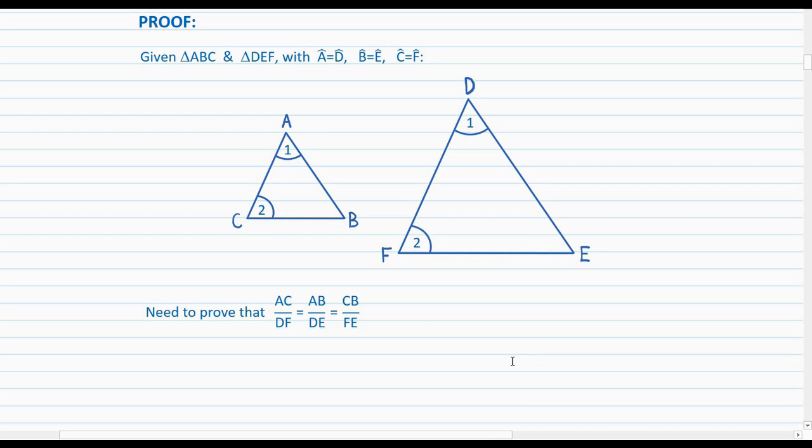So the first thing you need to do is mark a point X along this side DF so that the length of the side DX is equal to the length of the side AC. And in a similar manner, mark a point Y on the side DE so that DY is equal to AB. This would look like the following.